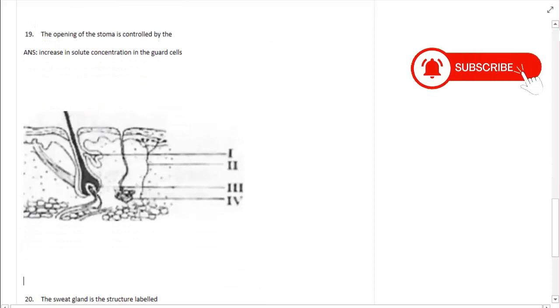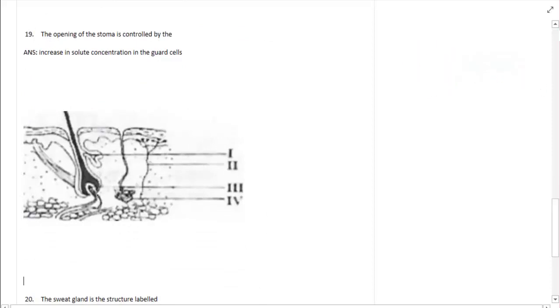Question number 19. The opening of the stoma is controlled by the dash. The opening of the stoma is controlled by the increase in solute concentration in the guard cell.